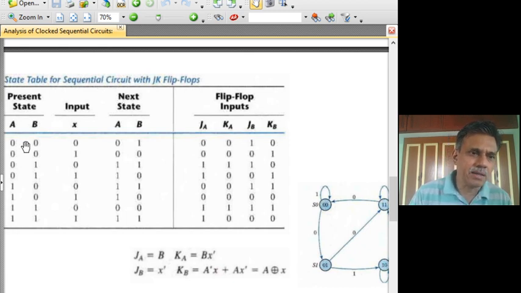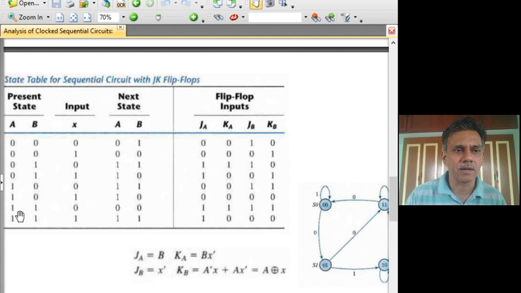Again, it need not always be in the way we usually write down the truth table. We can conveniently put the present state and the input conditions in a way which can be easily read out. But in this case, we have written the rows in the same way in which you usually tabulate the truth table, with A being most significant and X being the least significant. That is 0, 0, 0, 0, 0, 1 all the way to 1, 1, 1.